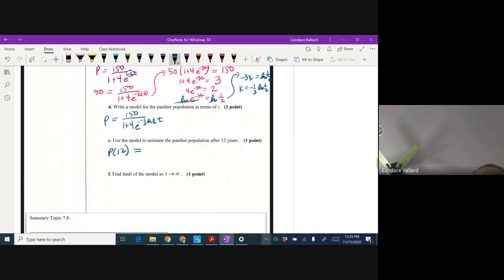Okay, so let's talk about F really quick, because I know the bell's going to ring in a minute or less. If I'm going to talk about the limit of this model as t approaches infinity, P, right? What is the biggest this is ever going to get? As I go out to infinity, how high can it get? It can't get any bigger than 150, right?